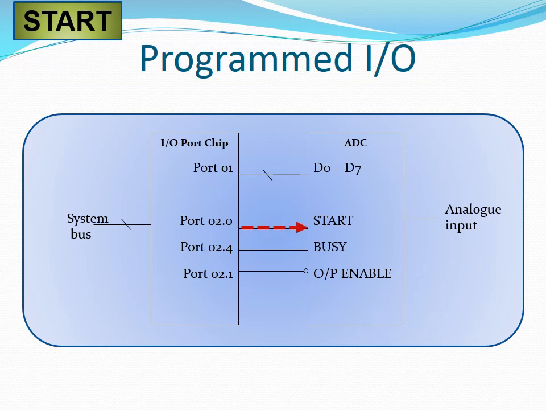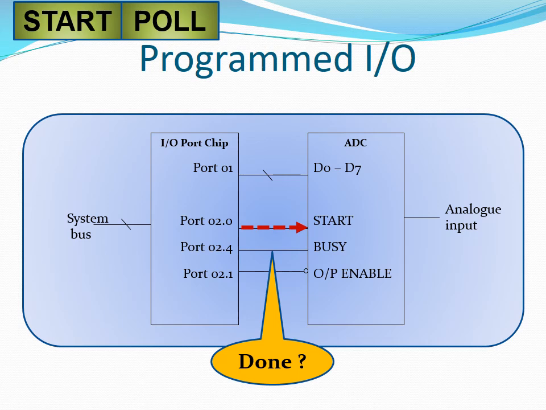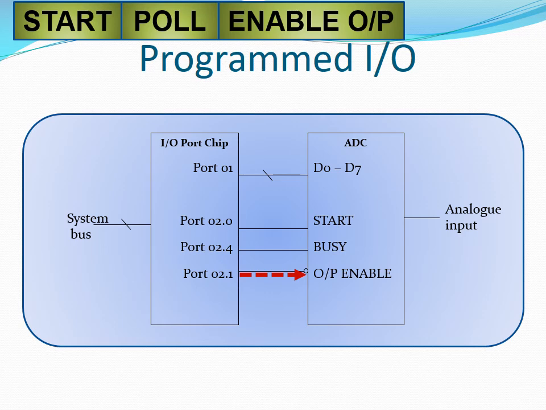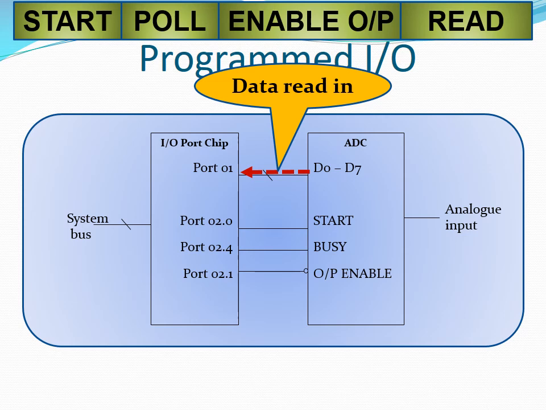To start the ADC conversion process, the microprocessor asserts the start signal through port pin 2.0. During the conversion process, the busy signal will be asserted. The microprocessor, therefore, will poll port pin 2.4 until the busy signal is deasserted. When the busy signal has been read as deasserted, the microprocessor sends the output enable signal through port pin 2.1. The ADC responds by placing the output on the digital output pins. The microprocessor then reads port 1 so as to read in the output of the ADC.